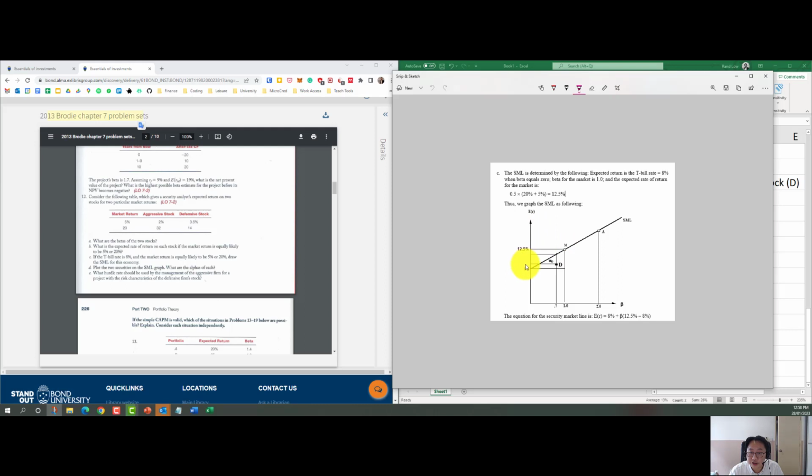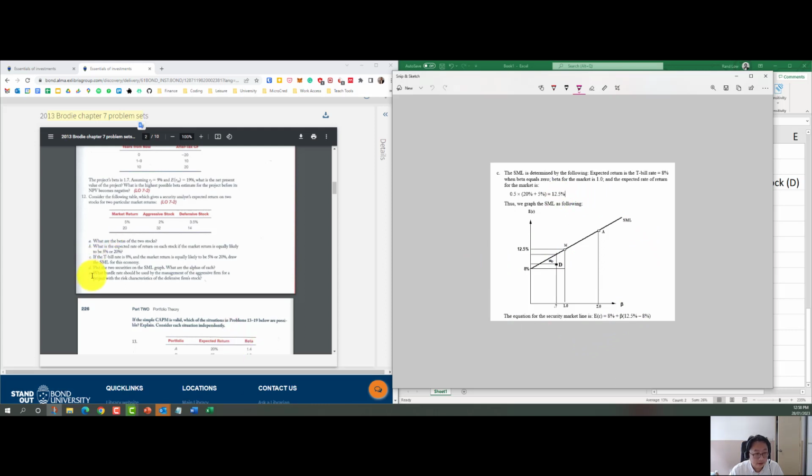Right, so that's how we actually graph the security market line. The equation of the security market line is the risk-free rate of 8%, plus beta times 12.5, because 12.5 is the market return, minus the risk-free rate of 8%. So that's the equation for the security market line. That's pretty straightforward stuff.